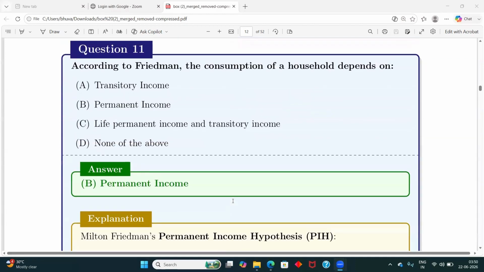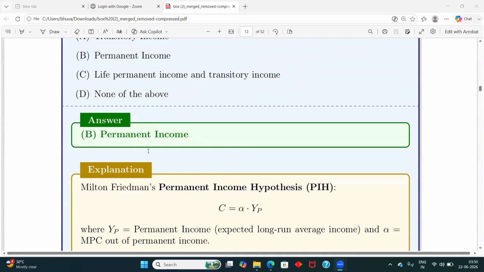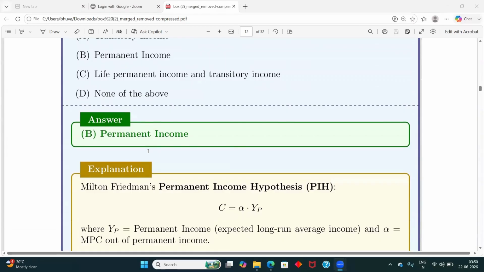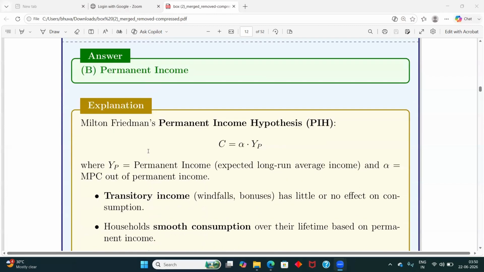Question number 11. According to Friedman, the consumption of households depends on: transitory income, permanent income, life permanent income and transitory income, or none of the above. So Milton Friedman gave the permanent income hypothesis with the equation C = alpha times YP. Here C is the consumption, alpha is the marginal propensity to consume, and YP is permanent income.